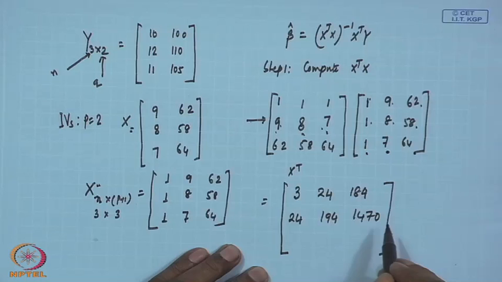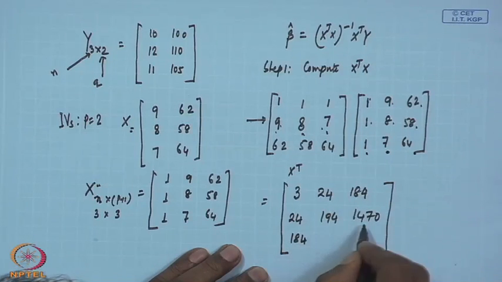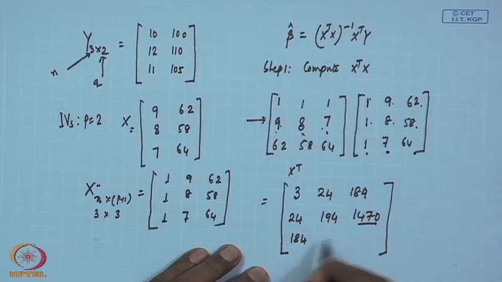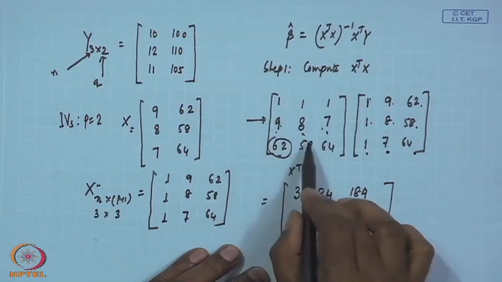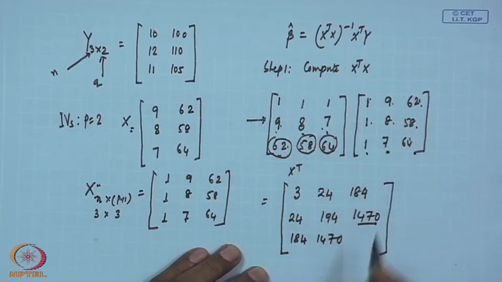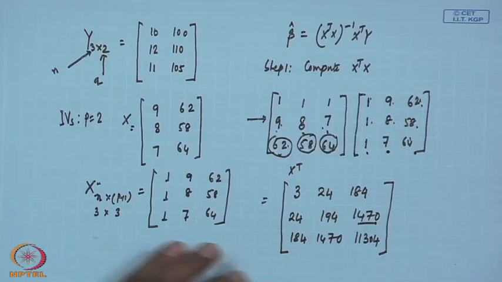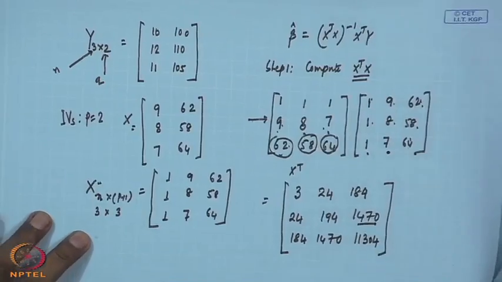Then it will be a symmetric matrix, symmetric and square. So this 184 will come here, 1470 will come here, and the remaining term will be 62 square plus 58 square plus 64 square. This total quantity will be 11304. Okay, so this is our X transpose X.